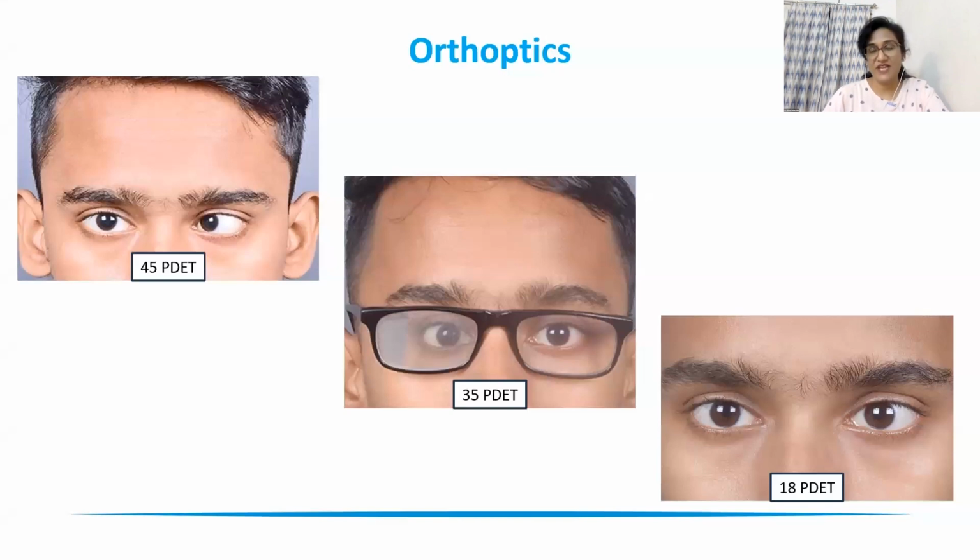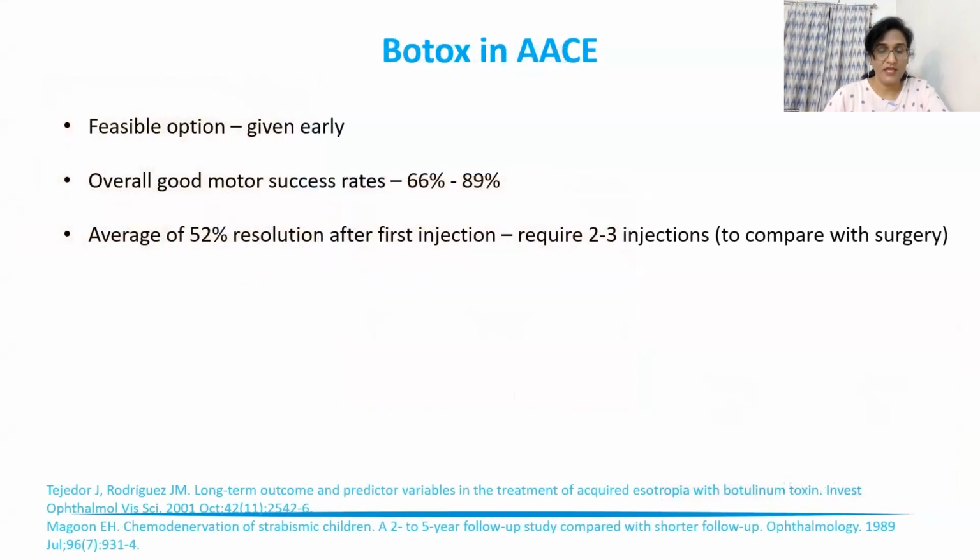And we also do not have enough evidence to very clearly indicate what cases, and for how long, we give such treatments. But this is an option that has been tried, and it has been reported in literature as well. The other option, as I had said, was giving injection Botox. It's a feasible option, especially as it can be given early. Reports have suggested good motor success rates, but the only problem with Botox injection is that the first injection usually gives resolution in only 50% of the cases, and subsequent injections, maybe 2 to 3 injections, have to be given to the patient.